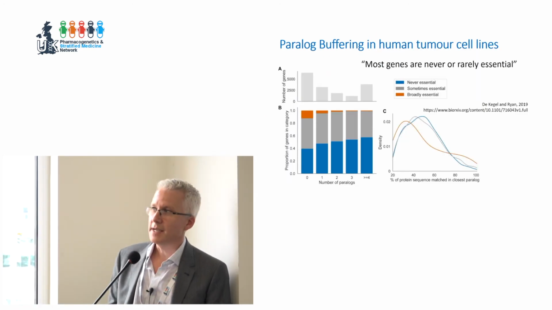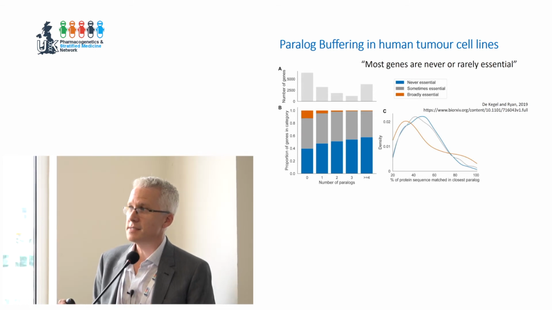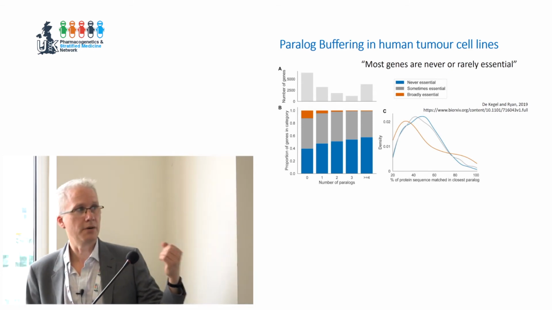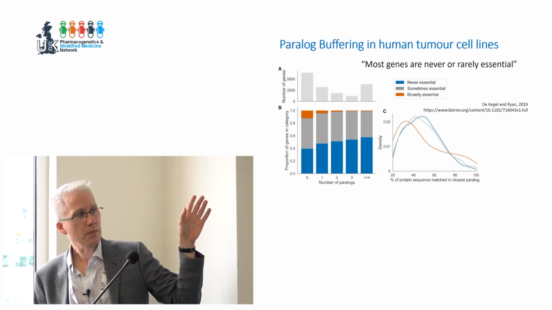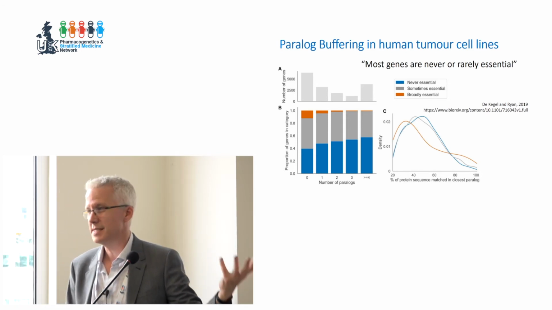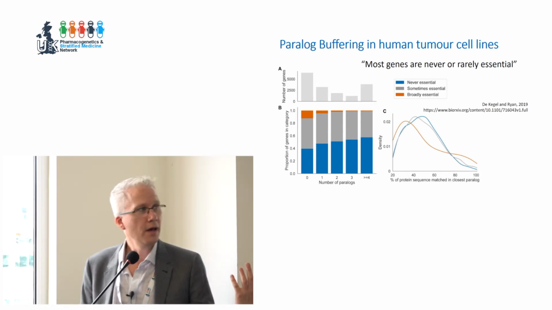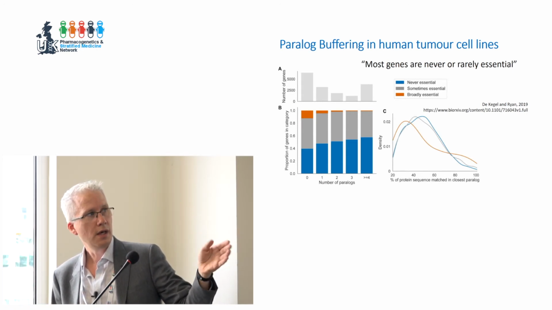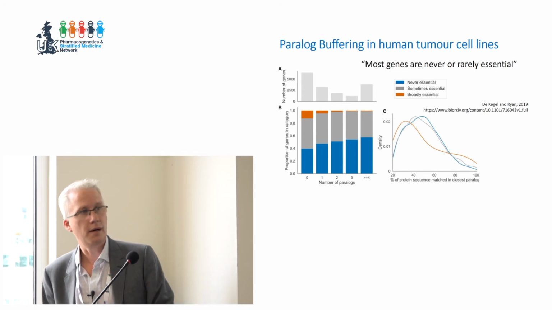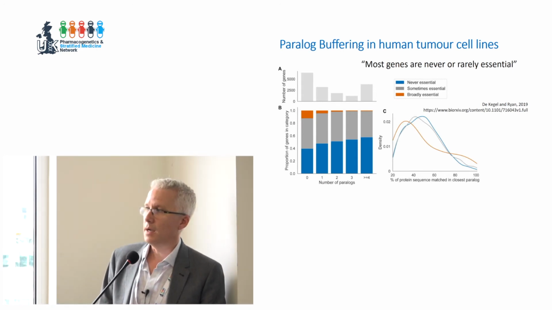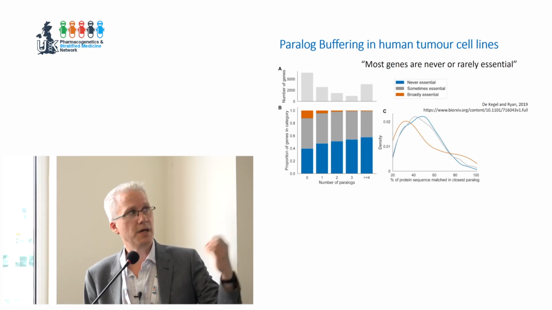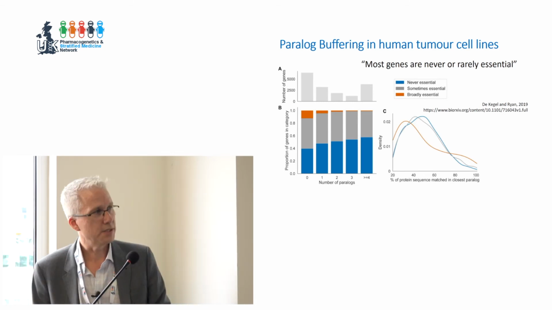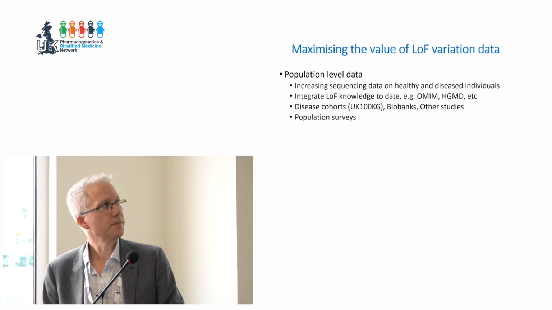And what's even more exciting is that this is yeast, and this is human cancer cells, and it's an emerging area. This is a paper on bioRxiv where they've reported paralog buffering, which is essentially bypass of essentiality, I think, where they've shown that if a gene has a lot of paralogs that are close, then it's more likely to be non-essential. So their conclusion from this is that actually most genes are never or rarely essential. And I think that's a really important message to take home from this.